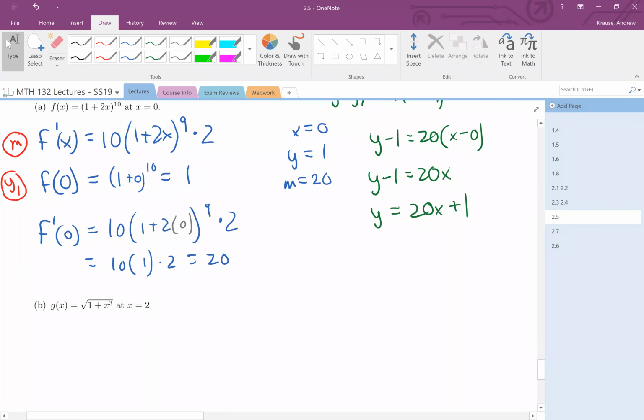Part B. All right, let's start by finding g of 2, because that's going to be my y1 value. So we have the square root of 1 plus 2 cubed, conveniently chosen numbers. That's 1 plus 8. 1 plus 8 is 9. The square root of 9 is 3.